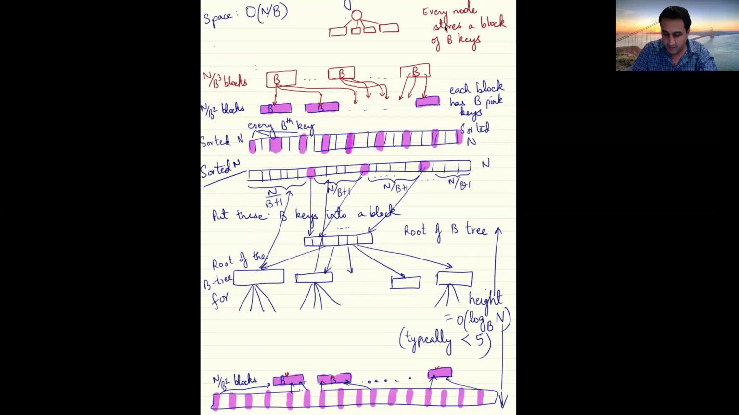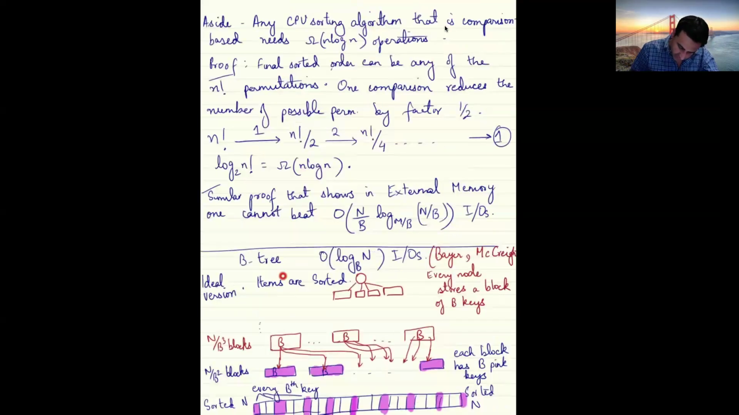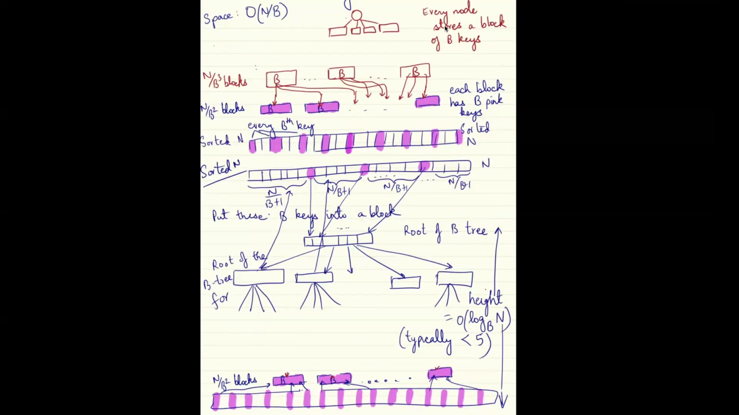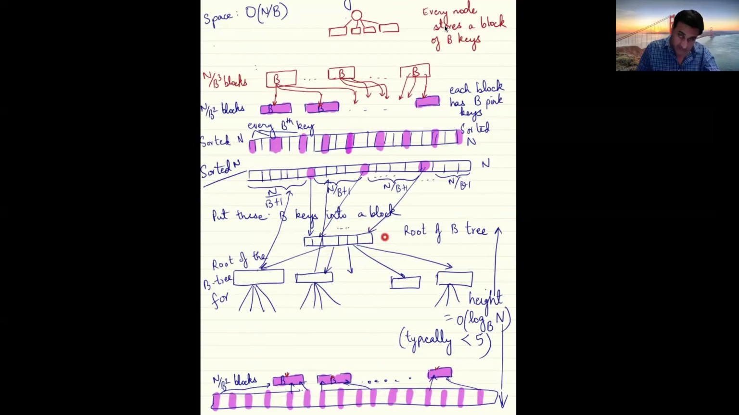Right. And I'm saying that terminology is confusing, because a block is always used for block transfer, right? So in external memory, the word block is always used for this B elements. So the root node is a block of size B elements. It's not a subarray, right?